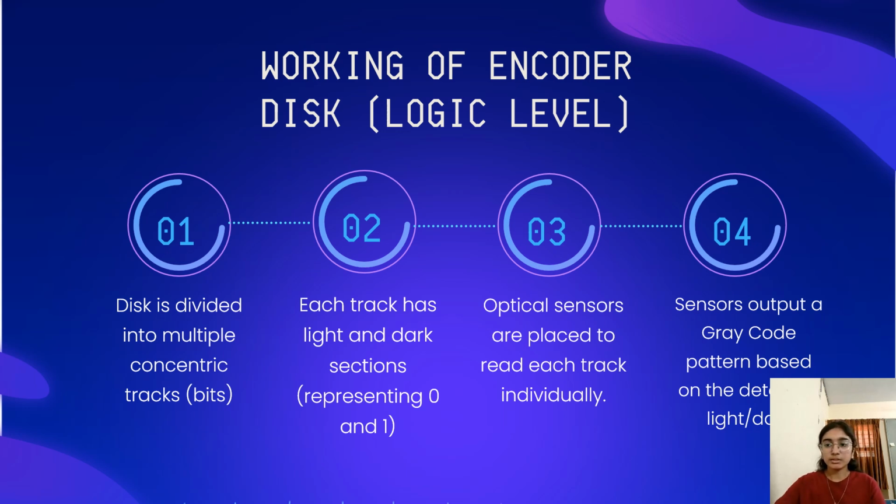So, inside the encoder, there is a disk that spins. This disk has multiple tracks like rings divided into light and dark sections. Each track is read by a sensor. Light and dark sections represent 0 and 1s. When the disk spins, the sensors read the pattern and produce a gray code output to know the exact position.